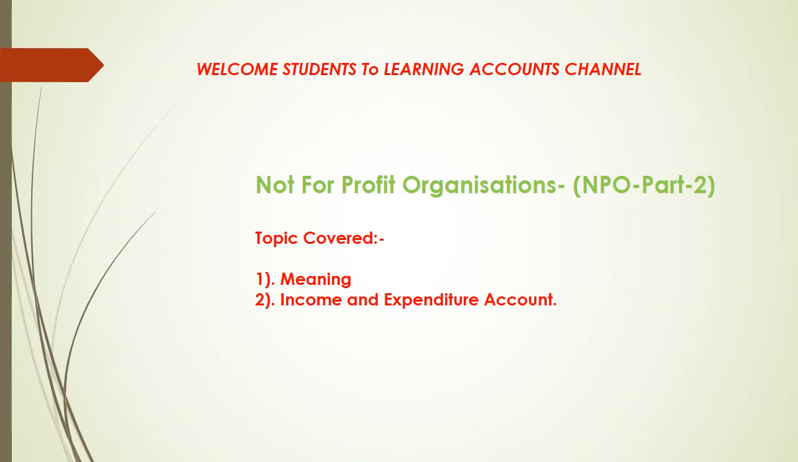Today I am going to discuss part 2 of the not for profit organization, NPO, and this chapter comes under the class 12 Part A book. Today the topics covered are the meaning of the income and expenditure account and the practical aspects of it. If anybody is confused about this topic, please watch till the end of this video, and all the points and queries will be cleared in an easy manner.